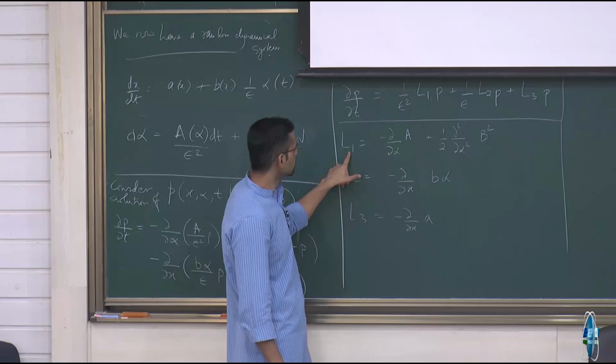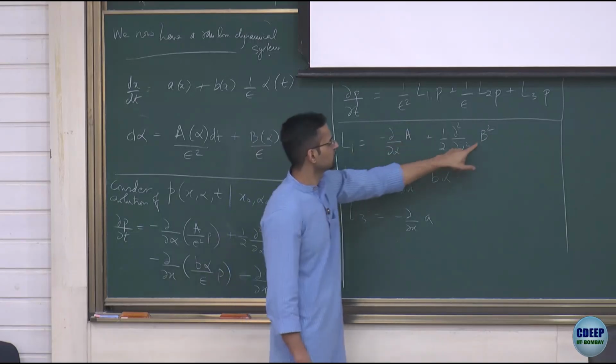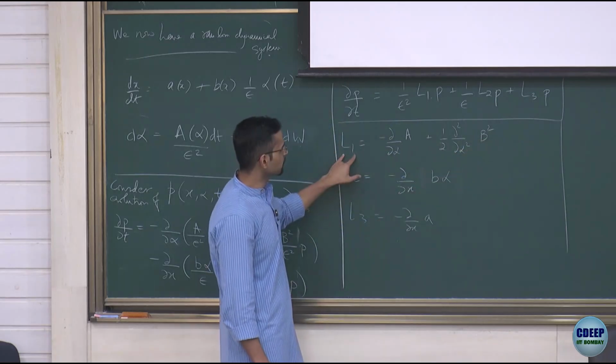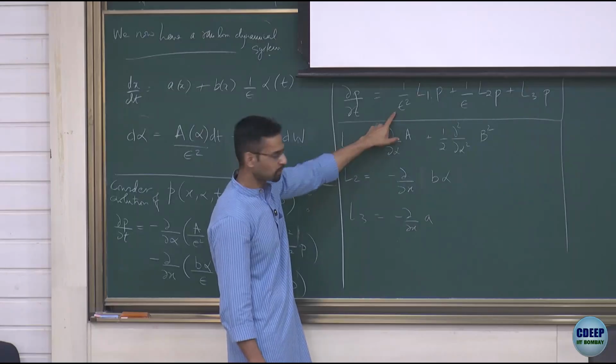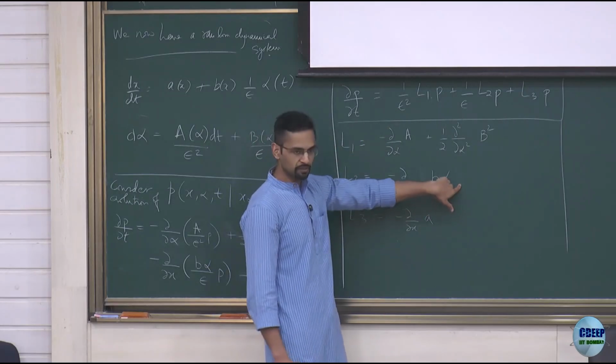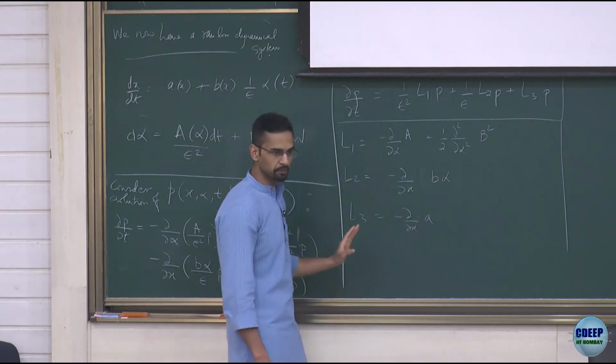So the way I write it is L1 as an operator acting on P. So when it acts, the P will come here. So that is the L1 operator, which is divided by epsilon square. The L2 operator is this minus d by dx, where I have B alpha, which will multiply P inside the derivative. And L3 just has A multiplying P.